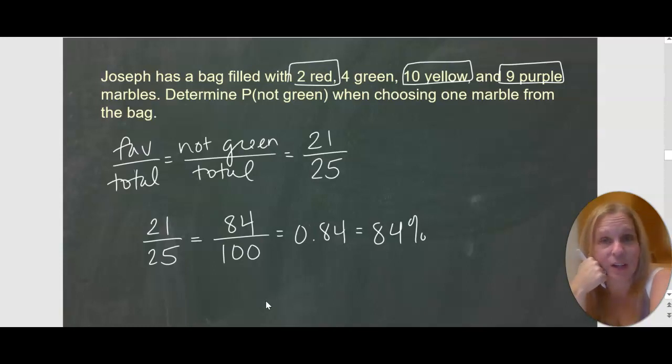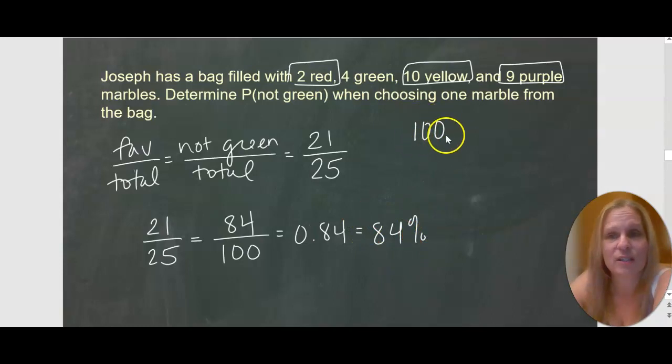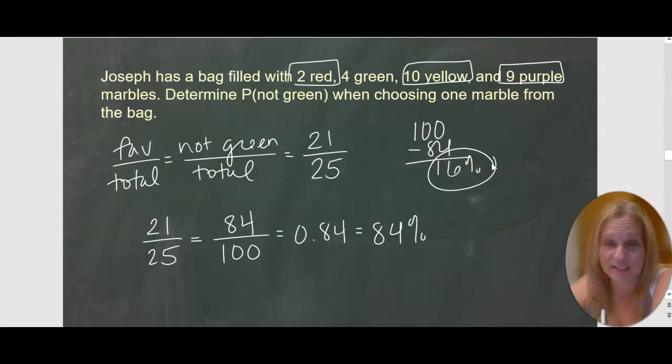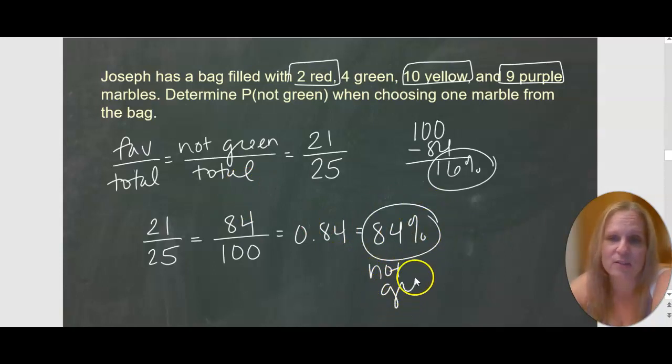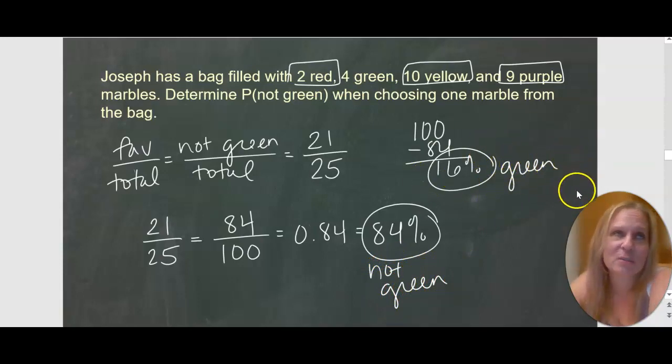Well, it's either going to be green or not green, right? Those are the two options. So if the probability that it's not green is 84%, then 100 minus 84, which is 16%, would be the probability that it is green, right? This would be not green, which is what they asked for in this question. This would be the probability of green, which is just a little extension question that I wanted to ask you myself.